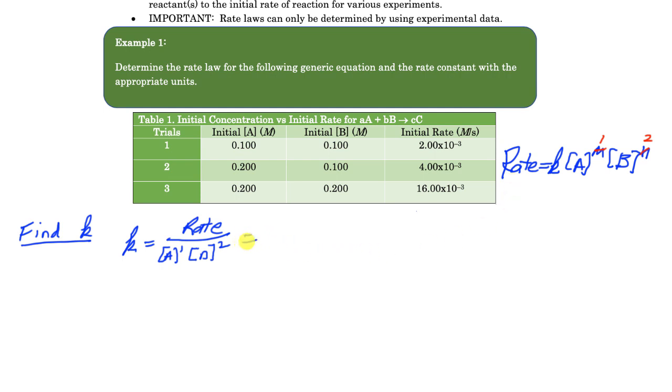First thing I'm going to do is focus on the numbers, and then I focus on the units, because I need two things. I need to know what the value of the rate constant is, and I need to know the units. So I'm going to go ahead and plug in the numbers first.